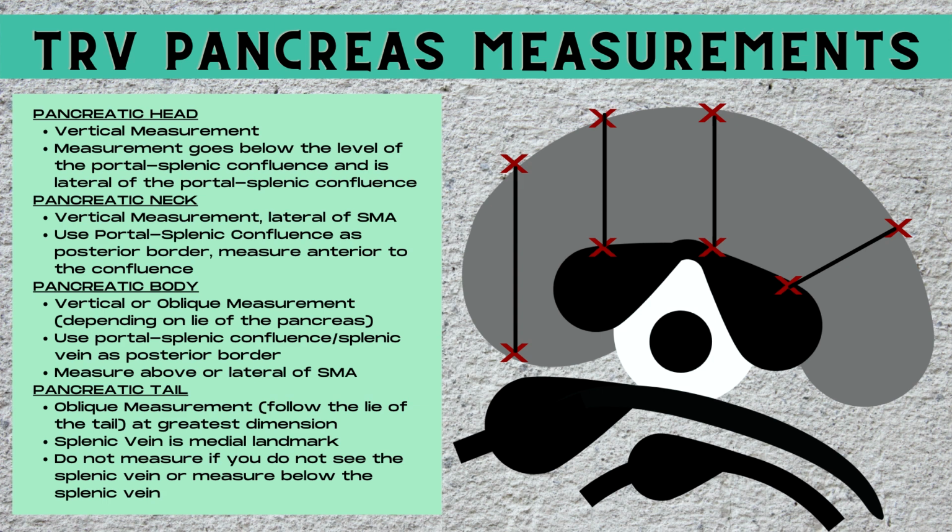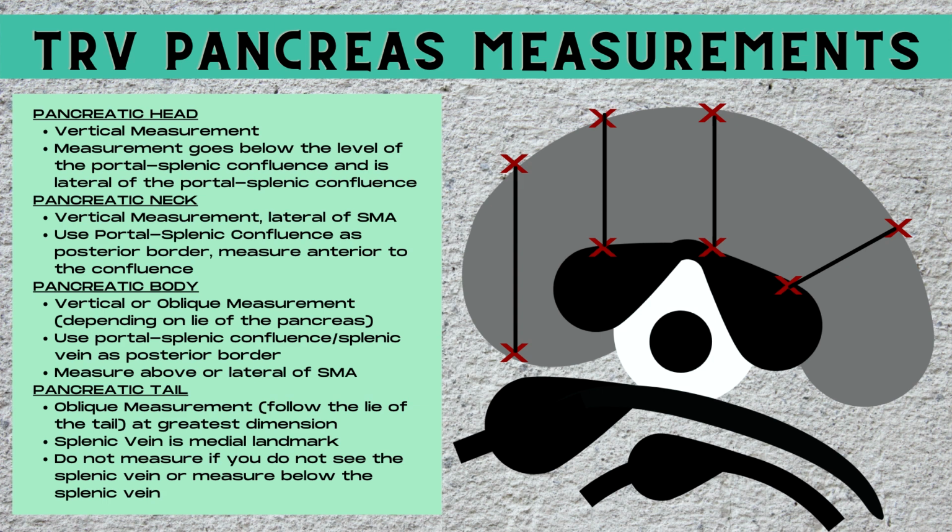To measure the pancreatic head, this is going to be a vertical measurement, and the measurement is going to go below the level of the Portal-Splenic Confluence. And it's also going to be a measurement that's lateral to the Portal-Splenic Confluence, meaning that it's going to be directed more towards the right side of the patient's body.